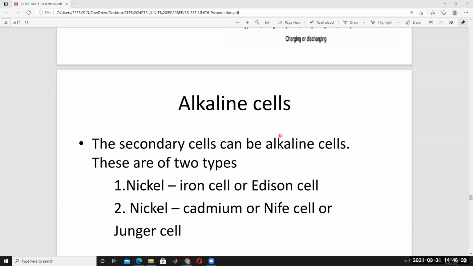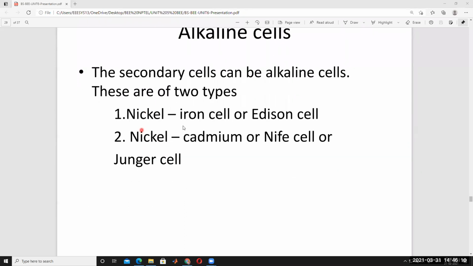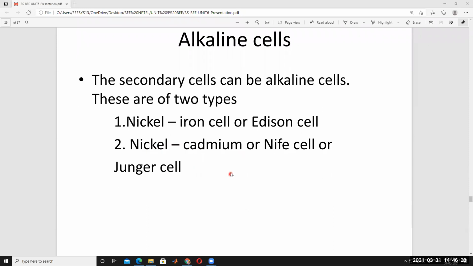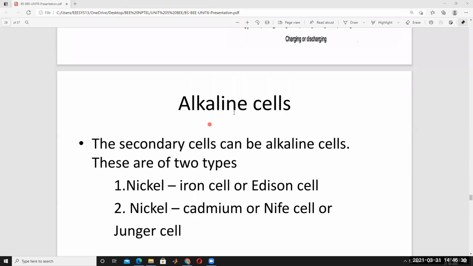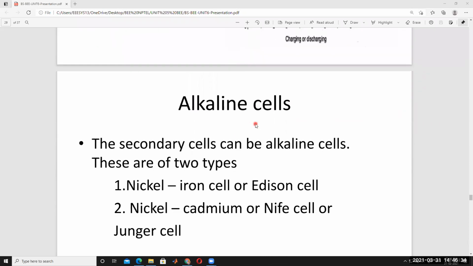And then alkaline cell. The secondary cell can be an alkaline cell. There are two types: nickel iron cell or Edison cell, and second, nickel cadmium or Knife cell or Junger cell. Okay, so these are called alkaline cells. These are the two different types of cells, nickel iron cell or nickel cadmium cell. These are called secondary cells. Their reactions are reversible. Okay, charging to discharging and discharging to charging again is possible.